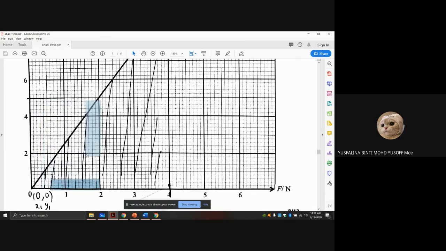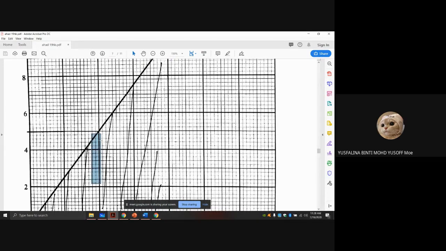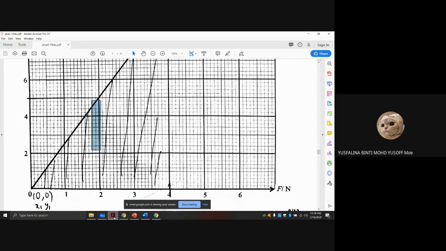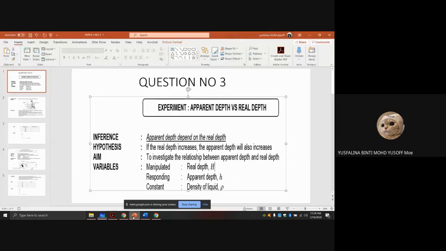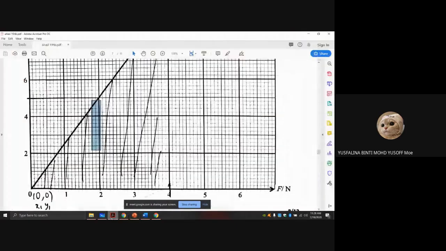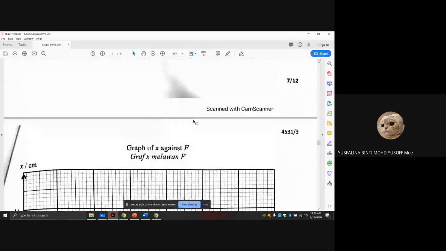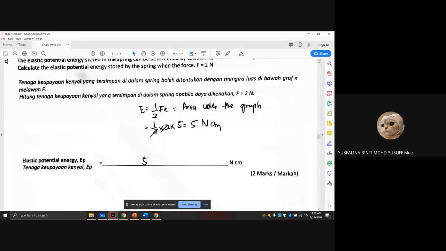So half, multiply by 2, and then this one is 5, right? But you have to change to meter. If you don't change it also can, but later you cannot use the unit joule. Then you have to put the unit N cm. If you want to put the unit joule, you have to change. So this one should be 0.05, and you multiply, you got the answer.